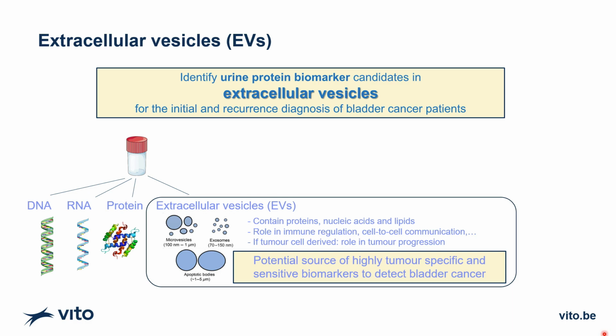The reason why we thought it was a good idea to use extracellular vesicles as sources of biomarkers was because we know from literature that EVs are secreted more by tumor cells than by the healthy cells. So if we enrich the urine for EVs, we basically do a relative enrichment of tumor material. So we thought it was a good idea to focus on EVs and more specifically on the protein content of these EVs.